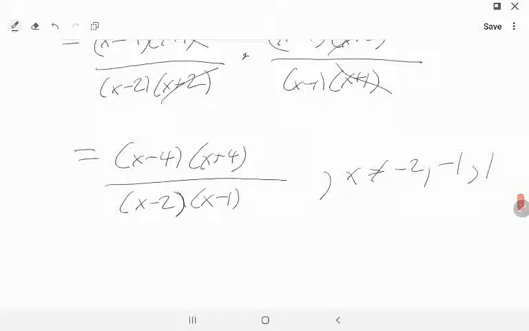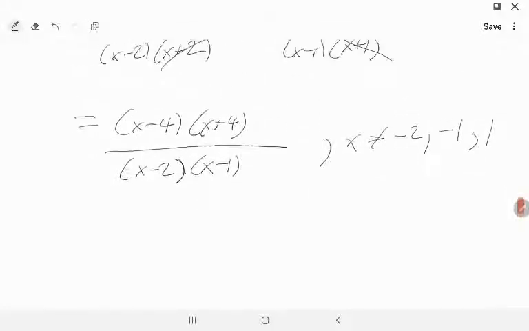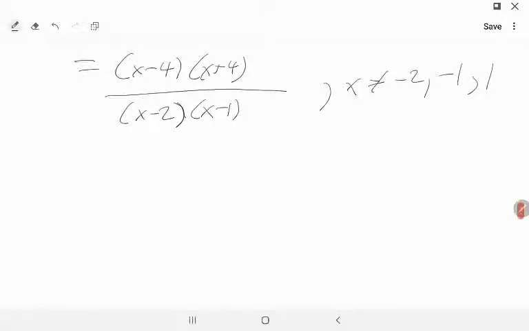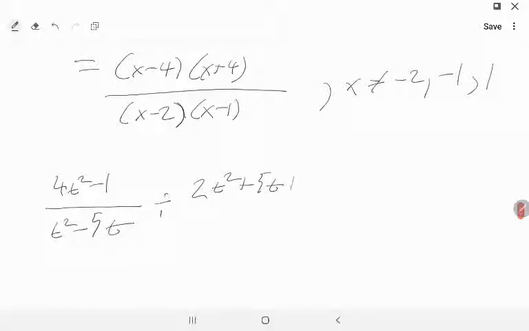Let's try one more. We notice that the coefficients of the terms don't necessarily have to be 1. It also doesn't have to be an x. If we look at 4t squared minus 1 divided by t squared minus 5t, and then we divide that by 2t squared plus 5t plus 2 divided by t squared minus 3t minus 10.